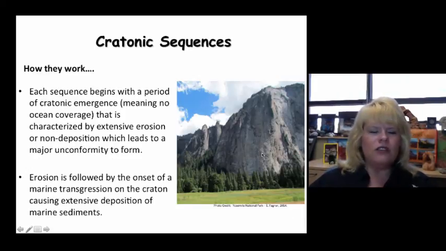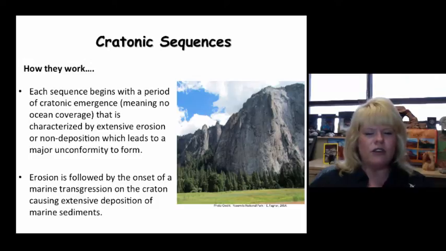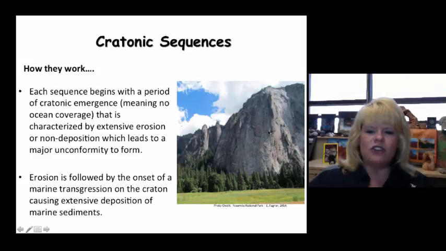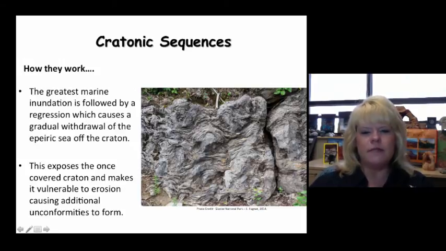So how do they work? Each sequence begins with a period of cratonic emergence, meaning there's no ocean coverage, just like you see in Yosemite right here. So they're characterized by erosion or non-deposition, which causes a major unconformity to form. And then you get a sea level that comes in, a transgression, and it starts to invade the continent with an epeiric sea and starts to deposit sediments. So let's say Yosemite gets covered with a Great Barrier Reef situation. I would start depositing ocean rocks on top of this.